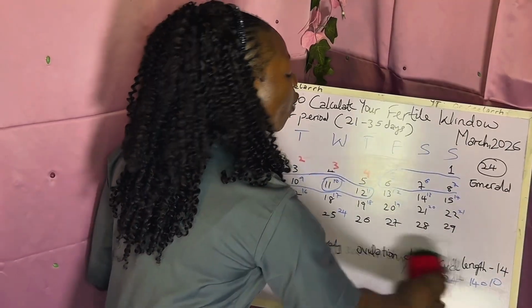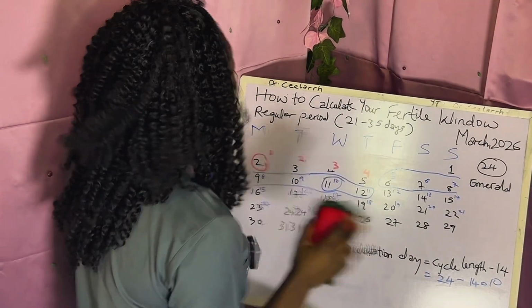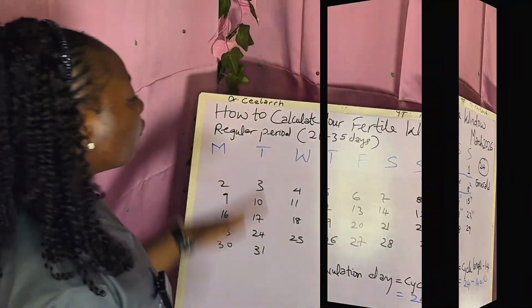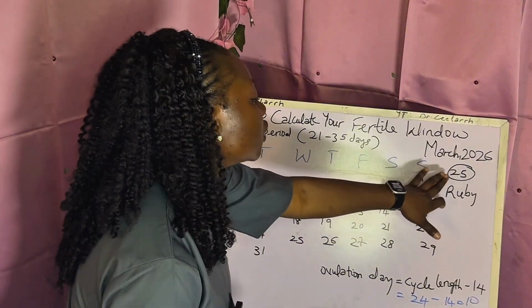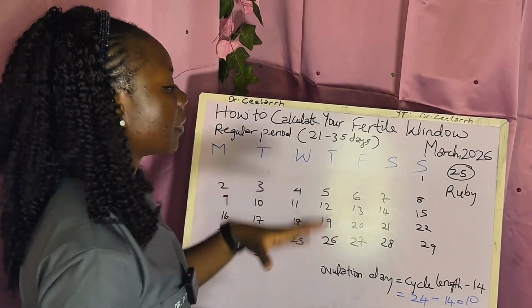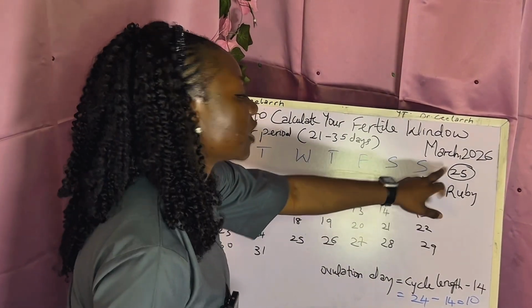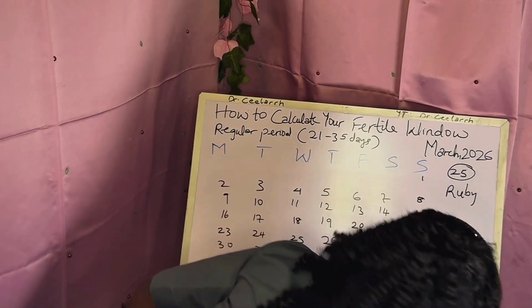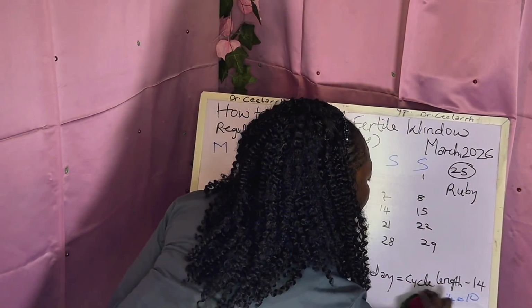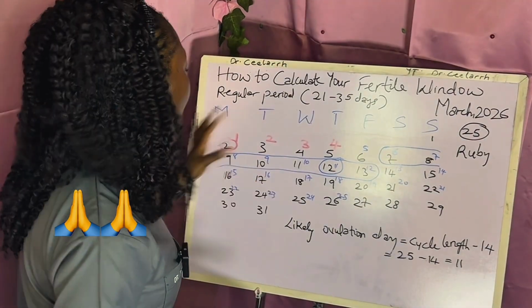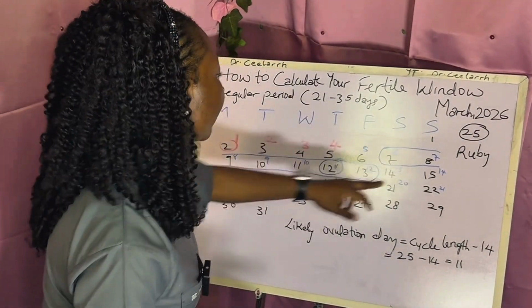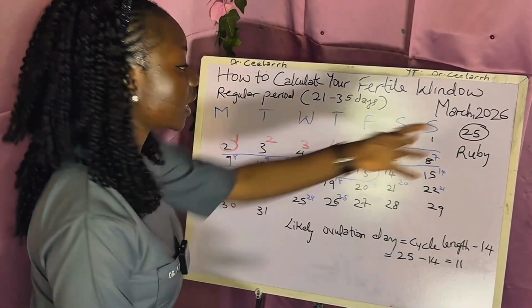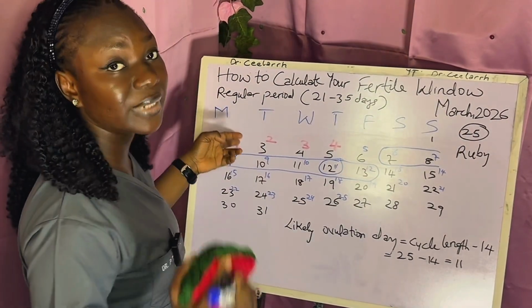Now let's go for a 25-day regular menstrual cycle. To calculate for a 25-day regular menstrual cycle, Ruby has a 25-day cycle and we want to know when she's likely to ovulate. Sorry, there was a recording problem. So I've been able to calculate the cycle length for her. We said it's 25 days. So the first day she started bleeding was the first.